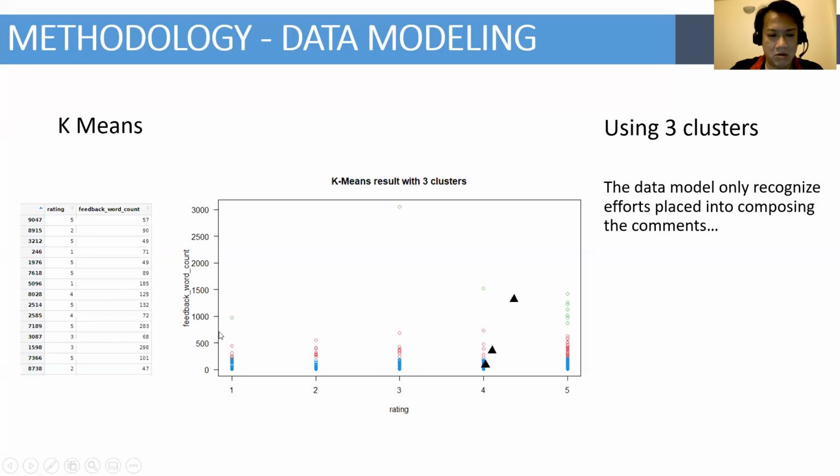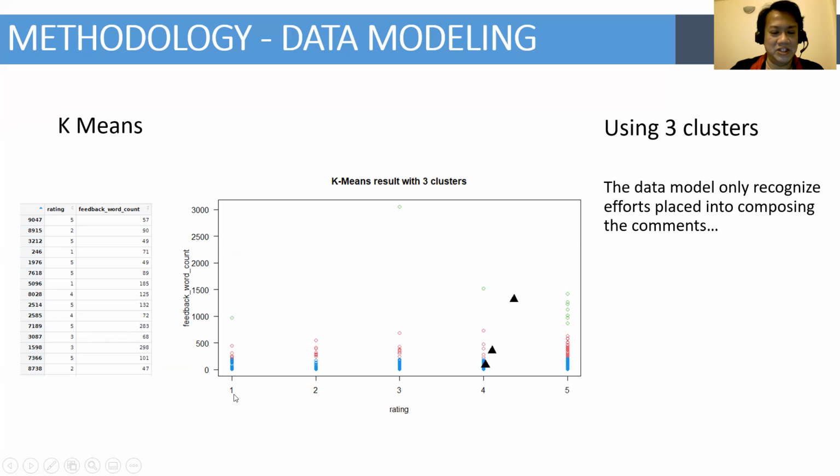One of the interesting observations that we have here is that whenever the word count is more than 550 words, it will be classified as one cluster. Those between 550 and, let's say, 250 are somewhere in between. Whereas the rest, which is 200 words and below, will be classified as another cluster.